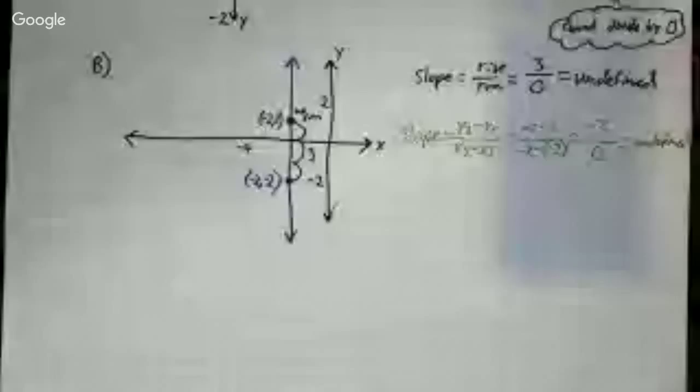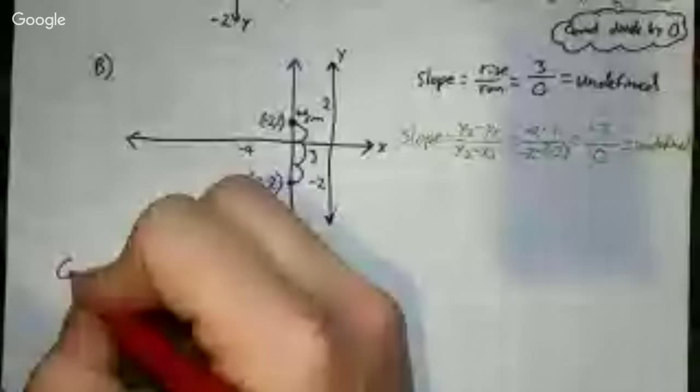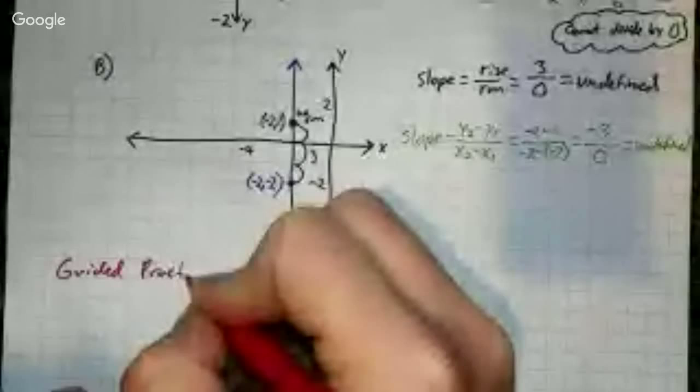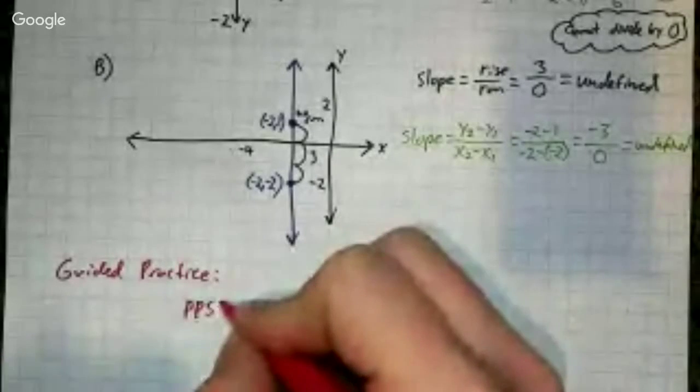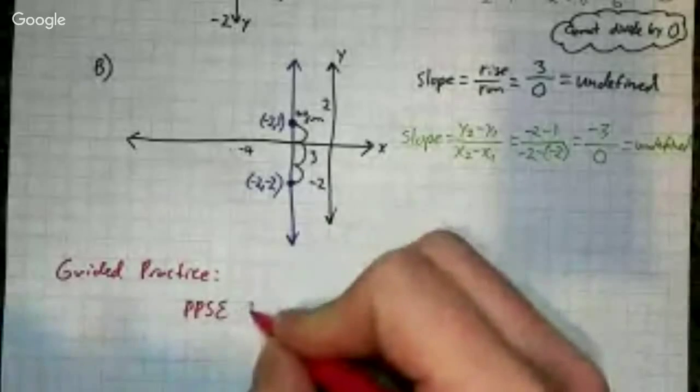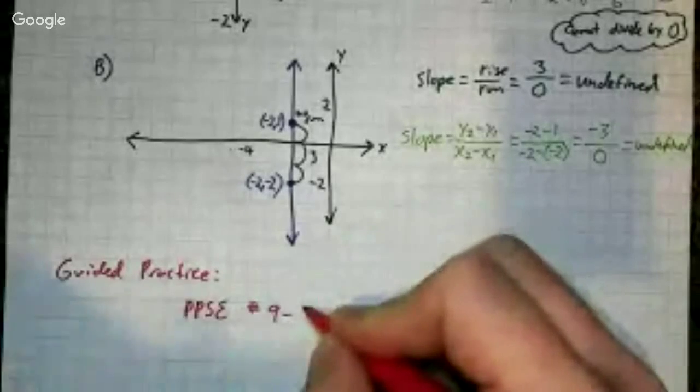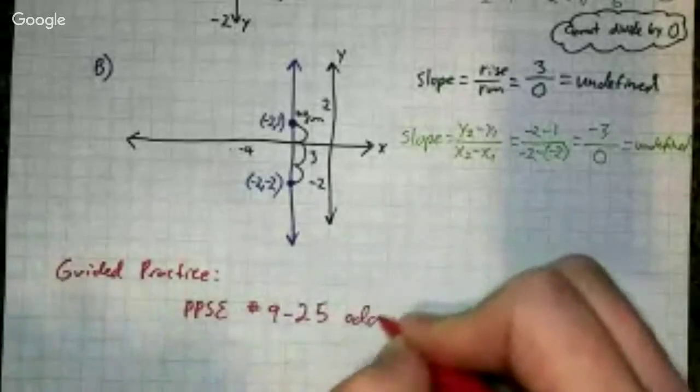I'm going to write down what our guided and independent practice is for today. Our guided practice is PPSE number 9 through 25 odd.